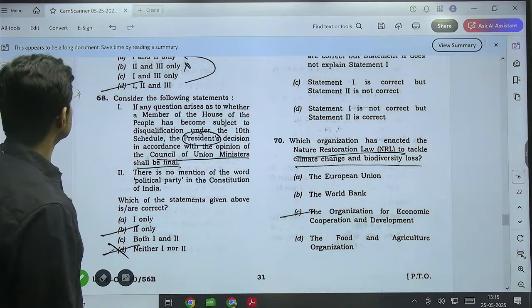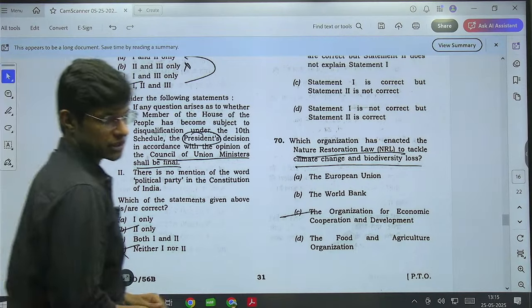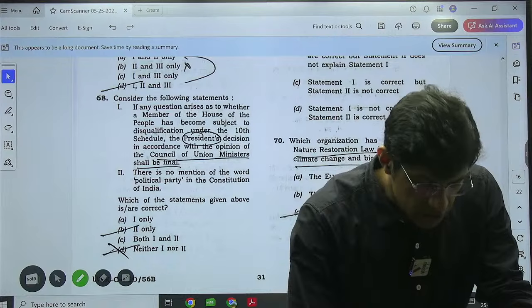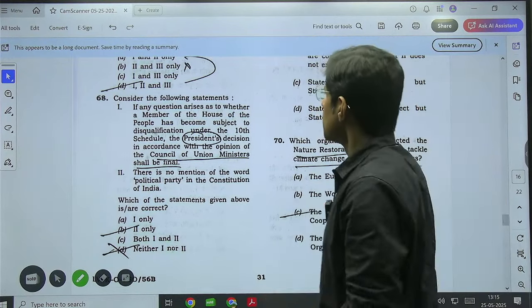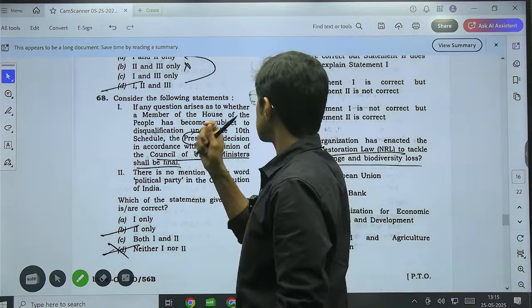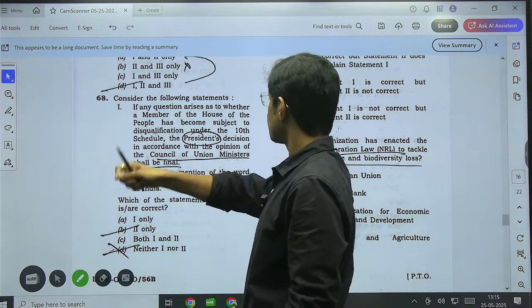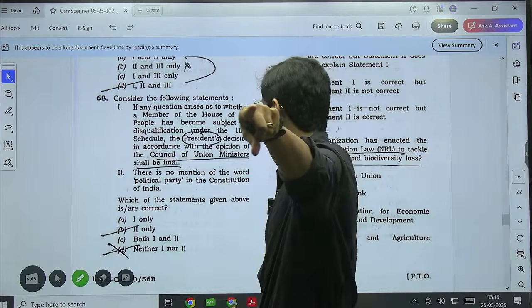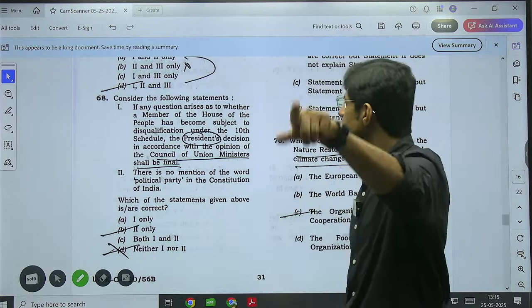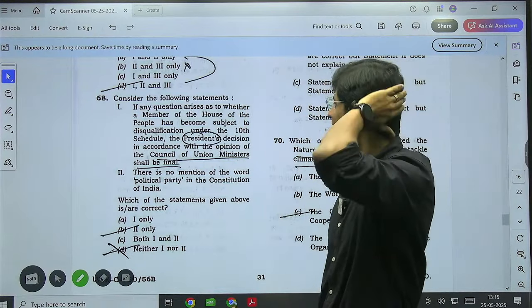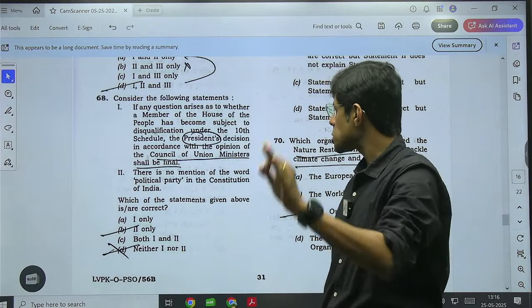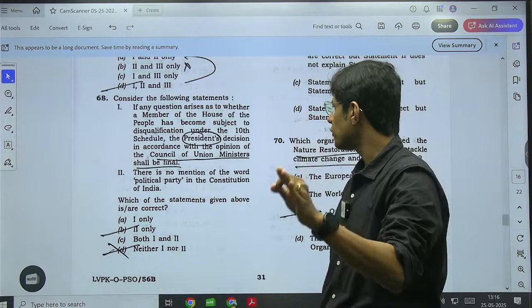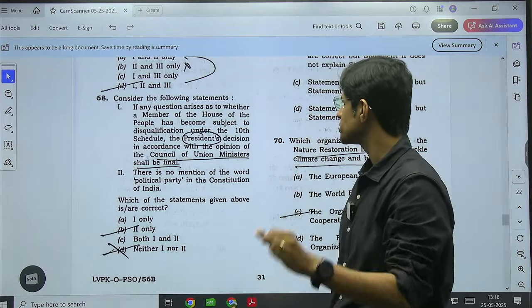Next question, consider the following statements. Question number 68. Yes, we are on question number 68, right. Now, if any question arises as to whether a member of House of the People, that is Lok Sabha, has become subject to disqualification under the 10th Schedule, the President's decision in accordance with the opinion of the Council of Union Ministers shall be final.